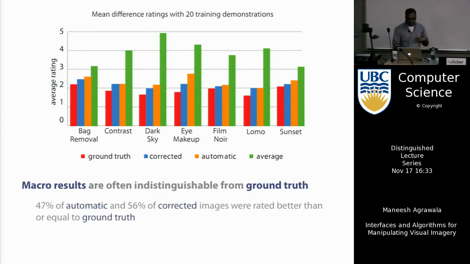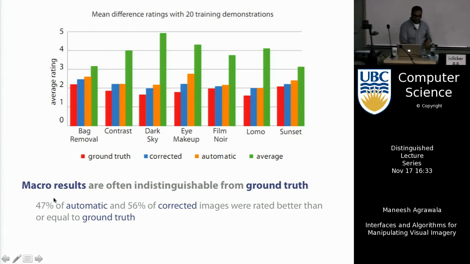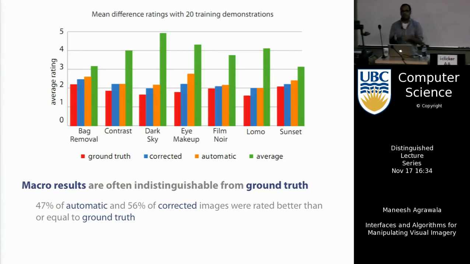And then the macro results are often indistinguishable from ground truth, and what this means is that in 47% of the automatic cases, users were confused. They rated the automatic result as closer to ground truth than the ground truth itself. Okay? So one of their options for comparing to that image on the left was the ground truth itself. They often rated ours better. And so that was interesting.